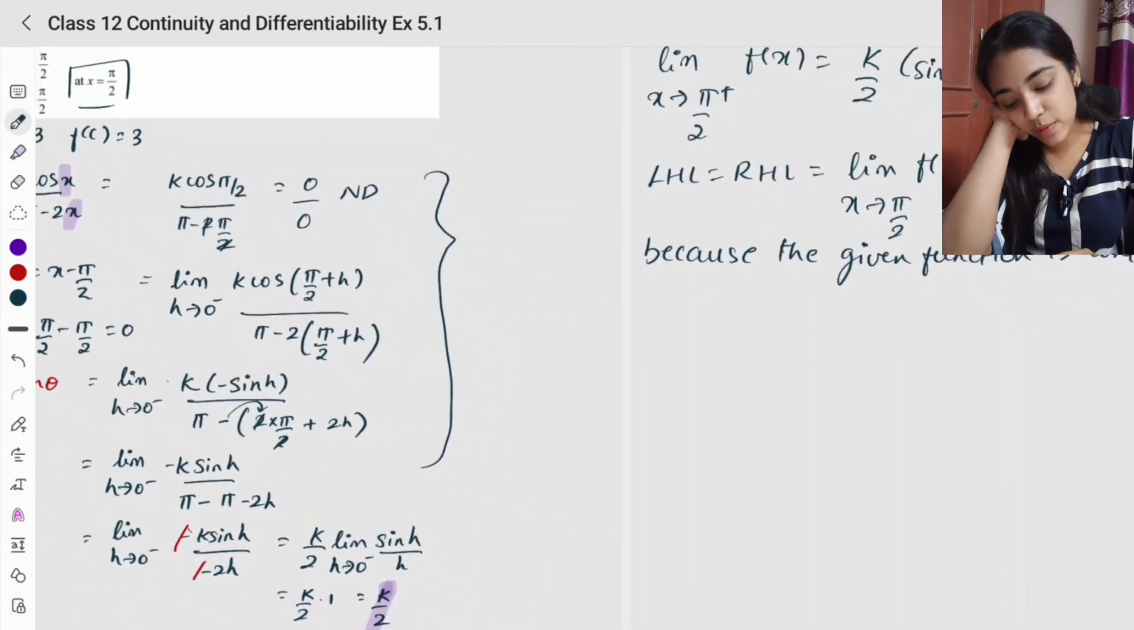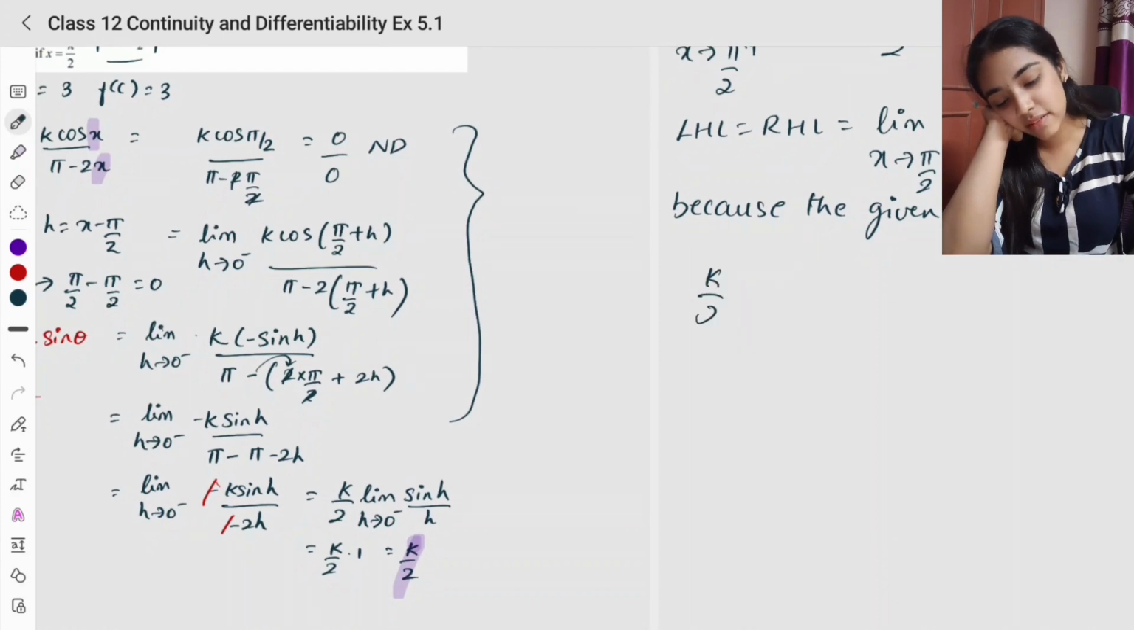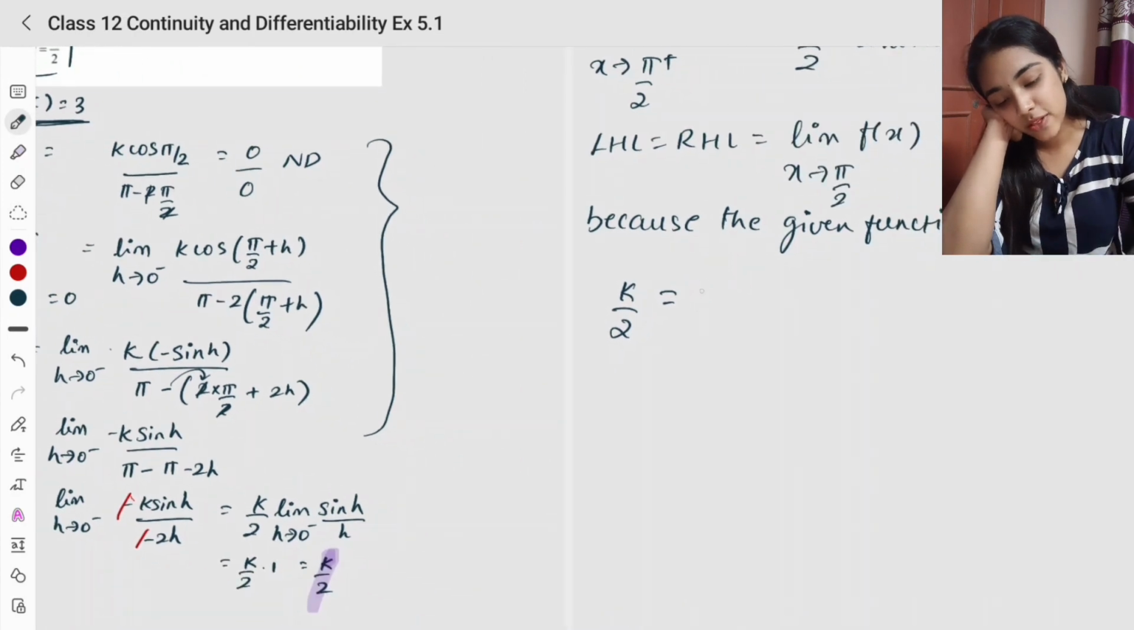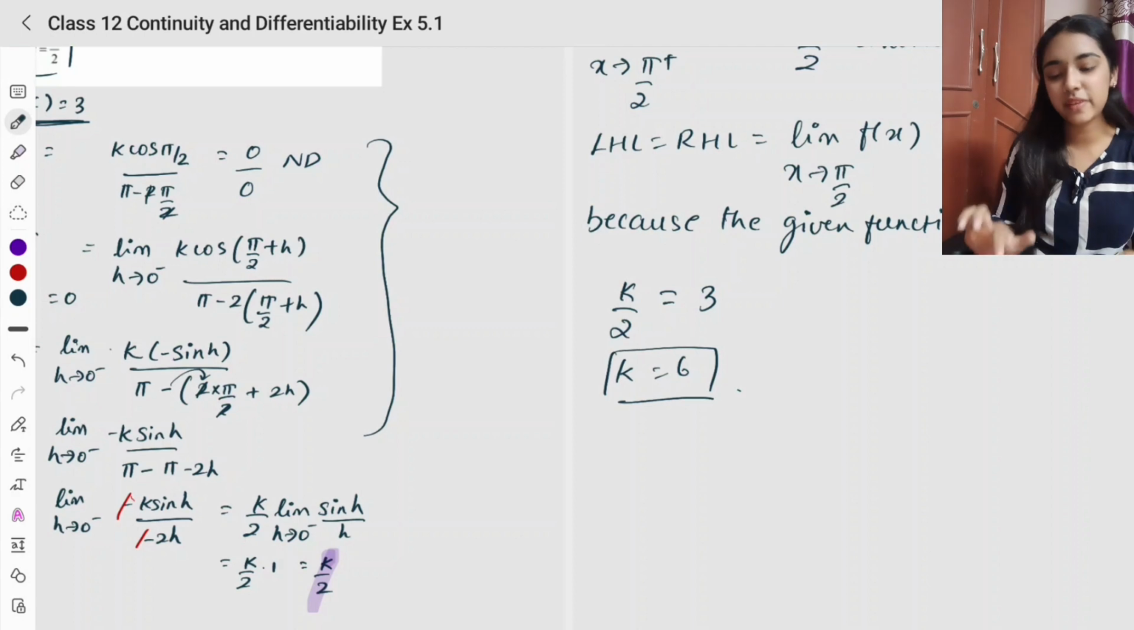So if left hand limit equals the right hand limit, I will have k divided by 2 equals, what is my f of c from this? It is going to be 3. So I have k by 2 equals 3. So k equals 6. Okay, pretty simple. So this is my final answer. Please copy.